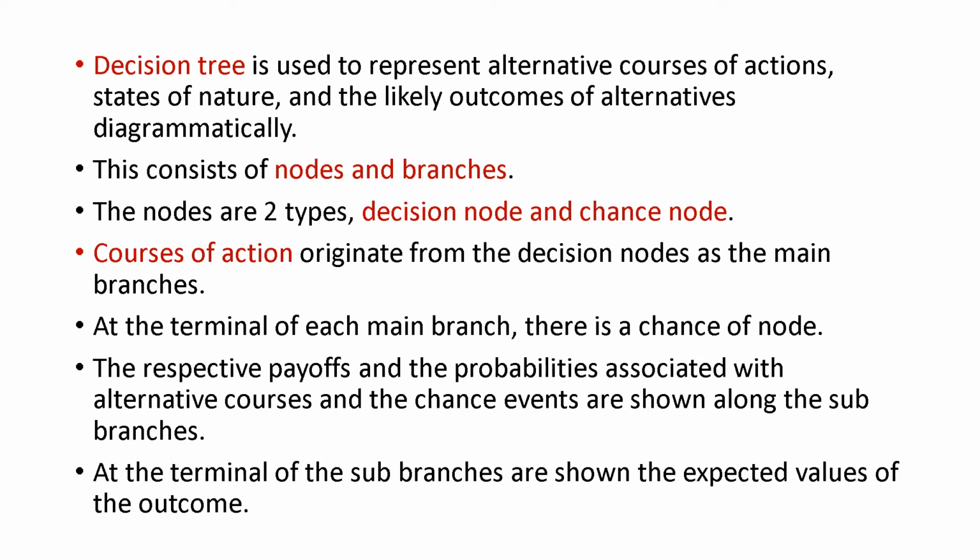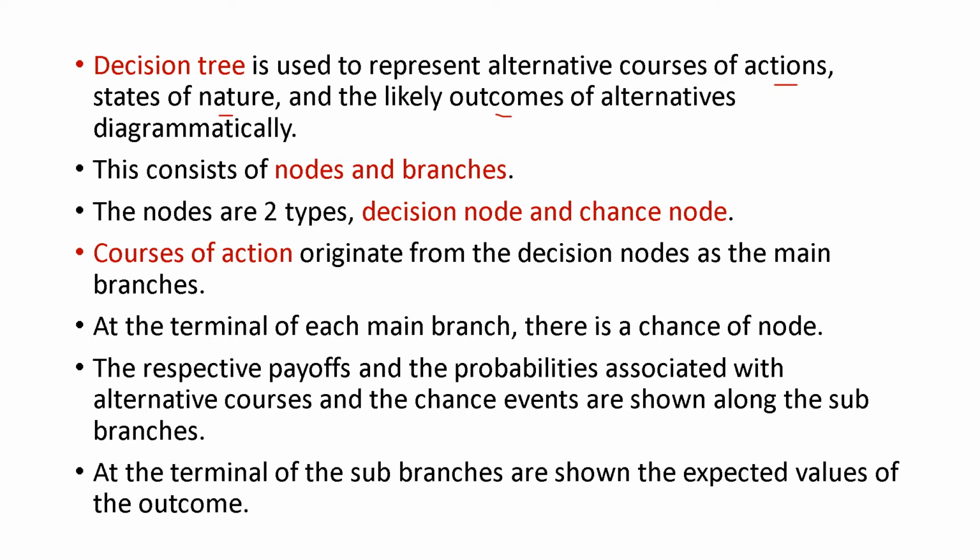Decision tree is used to represent alternative courses of actions, states of nature and the outcomes of alternatives diagrammatically. This is a pictorial representation of actions, states and outcomes. This consists of nodes and branches. Two types of nodes are there, decision node and chance node. Decision node makes a decision and chance node gives an occurrence.